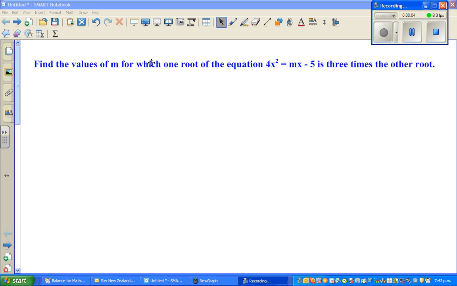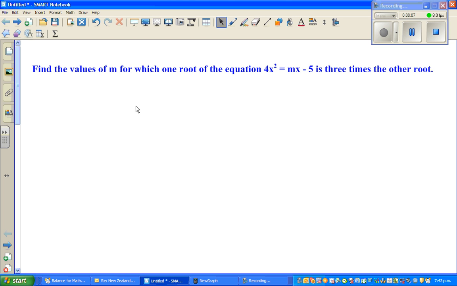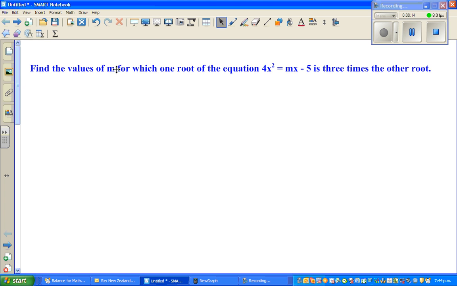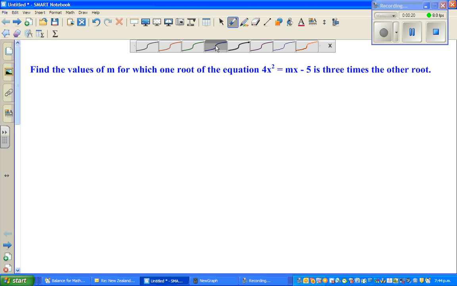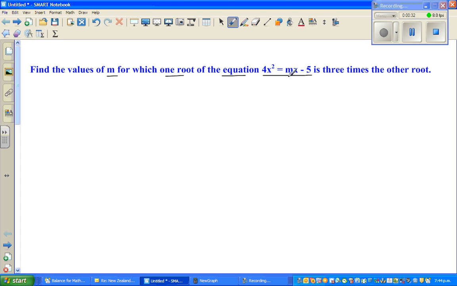Just look at this question, which is an Excellence question in the 2004 exam paper of NCA, and this was sent to me by one of the students. Okay, so let's read the question. The question reads like this: Find the value of m for which one root of the equation 4x squared is equal to mx minus 5 is 3 times the other root.